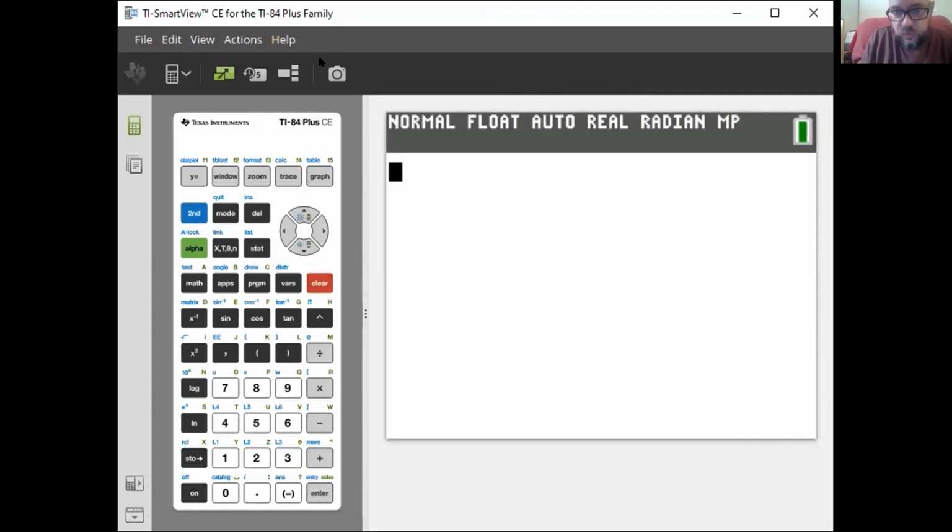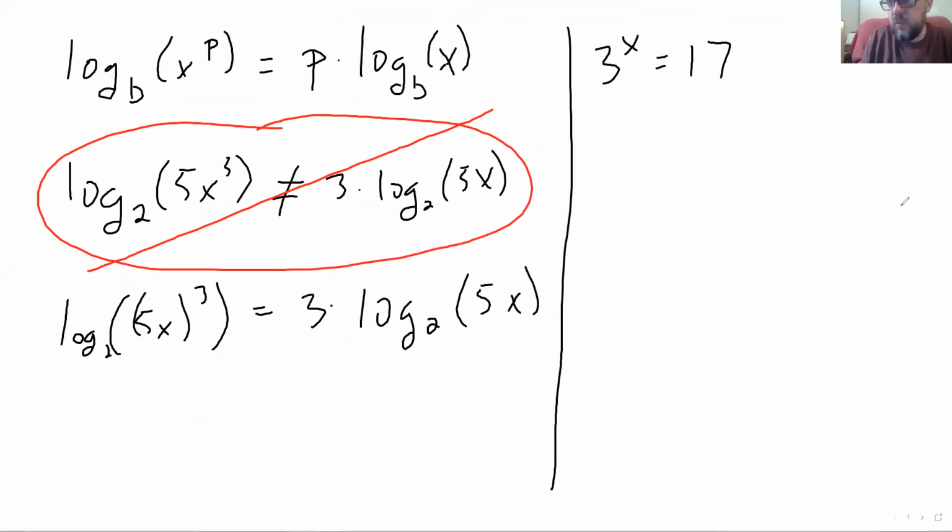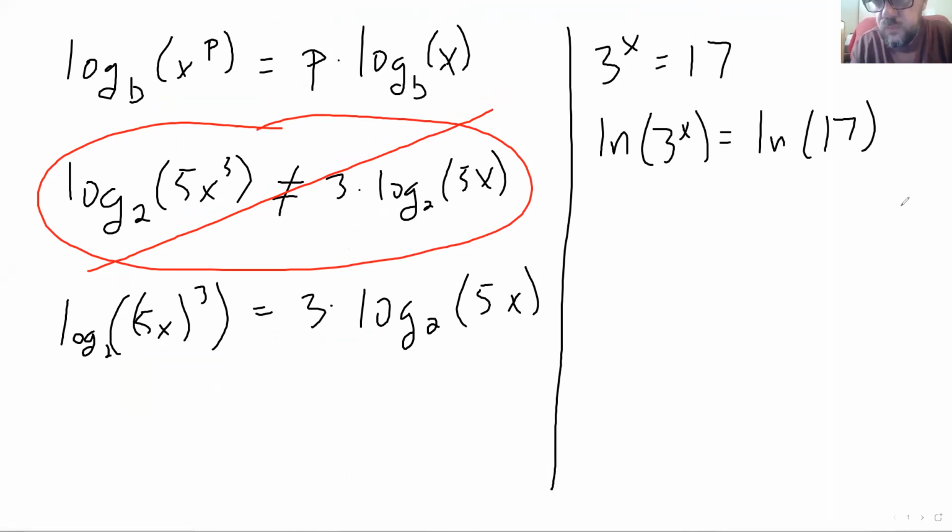Okay, so here's what we're going to do. I'm going to go to the whiteboard, and I'm going to take the natural log of both sides of this. So ln of 3 to the x equals ln of 17. And then I'm going to use the power property to pull that x out. So x times ln of 3 equals ln of 17. That's an ugly 17, but it's a 17, believe me.